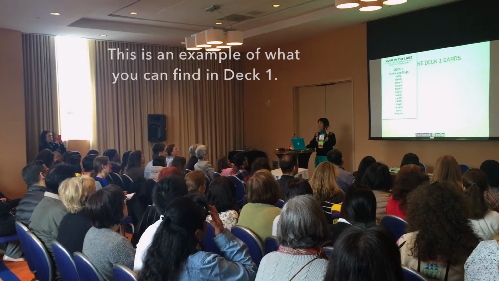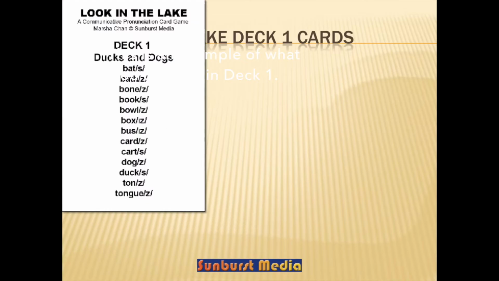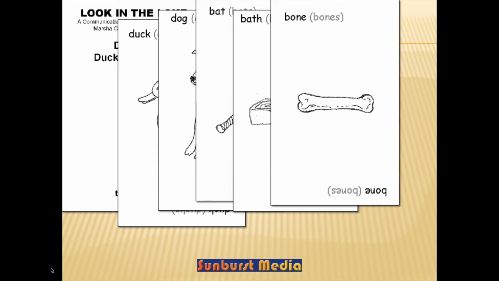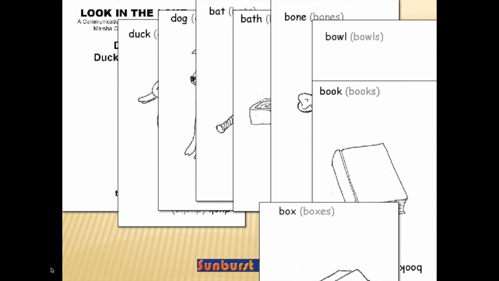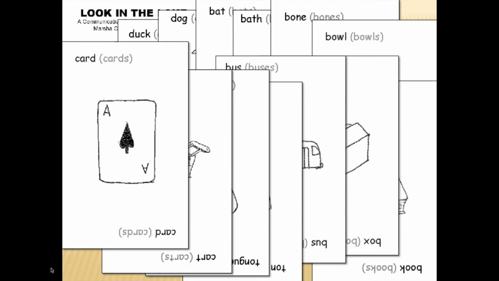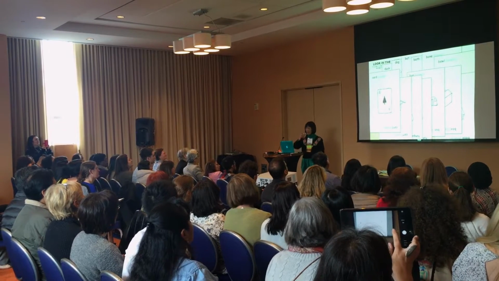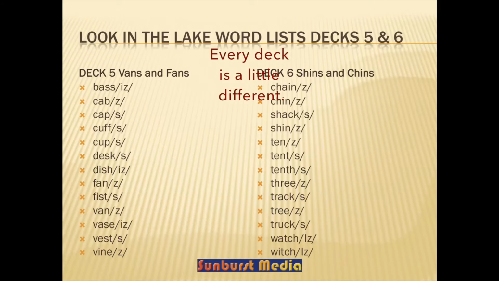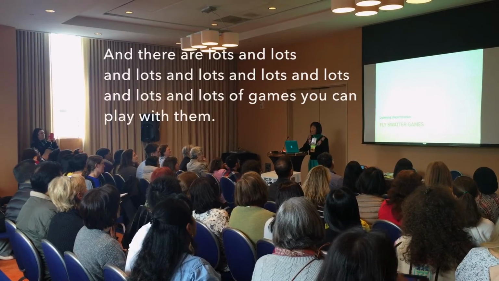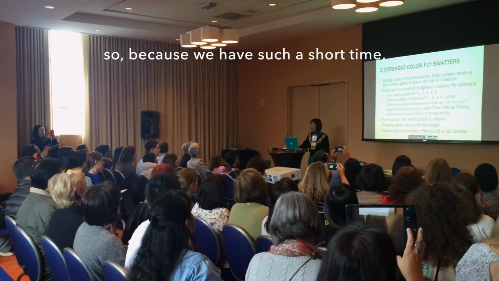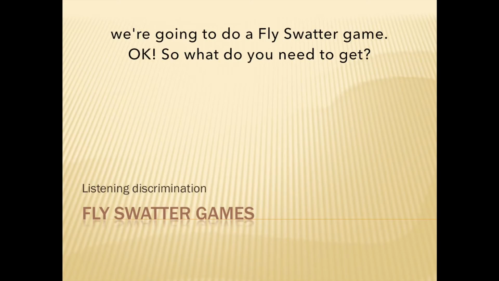It's really awesome. This is an example of what you can find in the deck 1. You have ducks and dogs, bats and bags, phones and bowls, books and boxes and buses, tons and tongues, and carts and cards. Every deck is a little different. And there are lots and lots of games you can play with them. So because we have such short time, we're going to do the Fly Swatter Game.